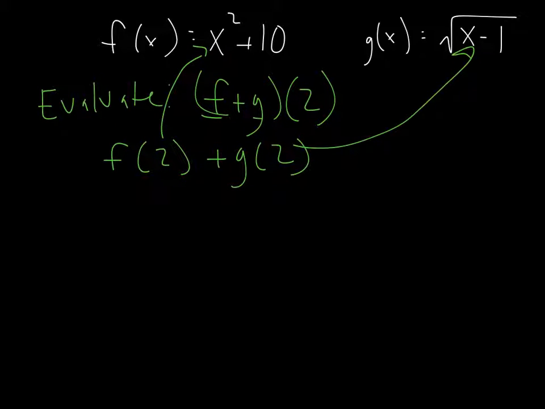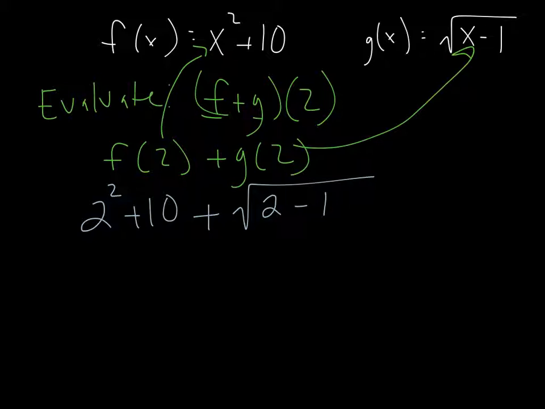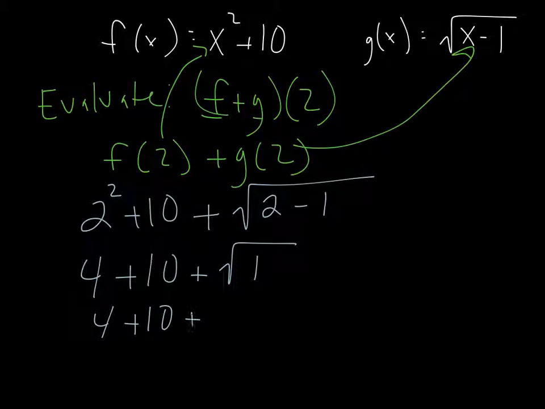So f of 2 will look like x squared, so 2 squared plus 10, plus g of 2 is going to be the square root of x minus 1. Well, x is 2, so 2 minus 1. And then we're just going to simplify. So this is 4 plus 10 plus the square root of 1. 4 plus 10 plus 1, which will give us 15.